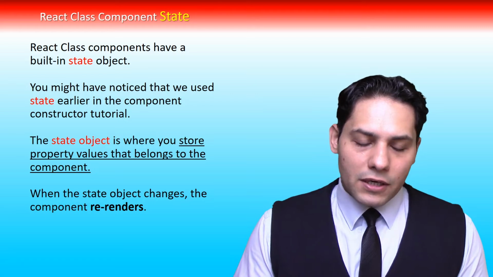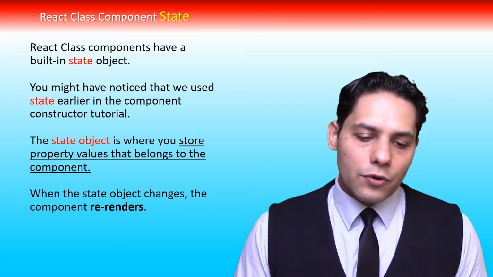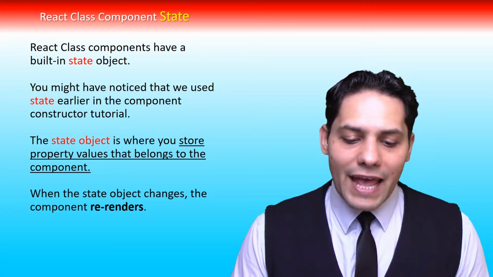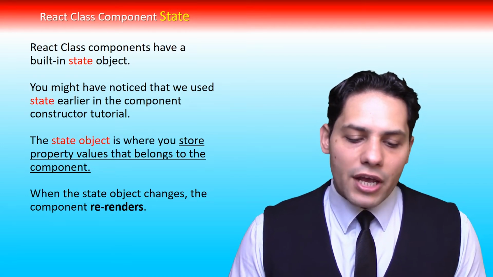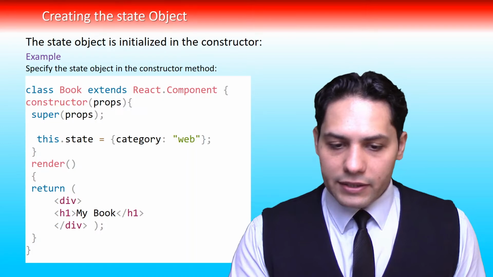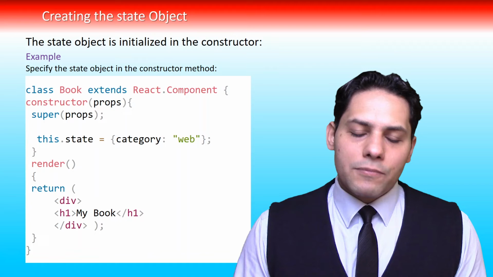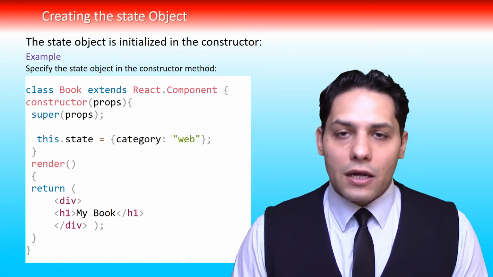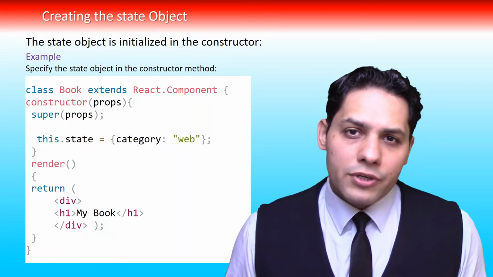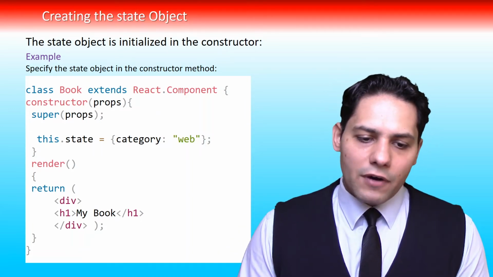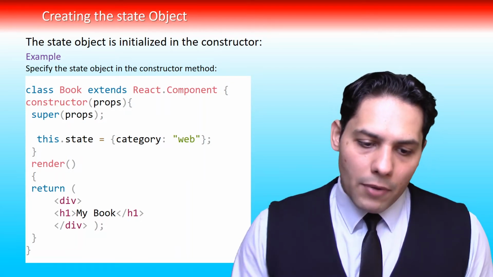Okay, but we should explain that the state object is where you store property values that belong to the component, and when the state object changes, the component re-renders. Let's explain it in a very simple example. The state object is initialized in the constructor, and in this simple example, in the Book class component, we specify the state object in the constructor method this way.